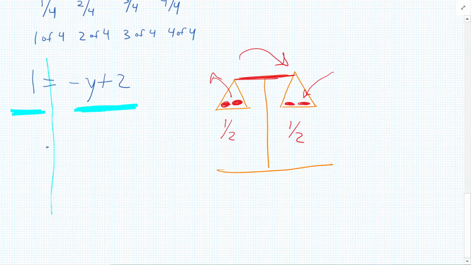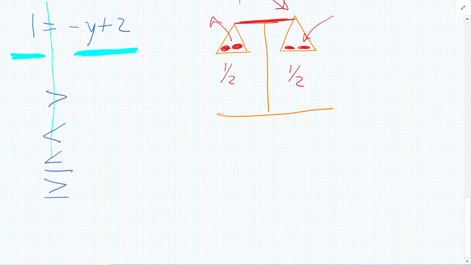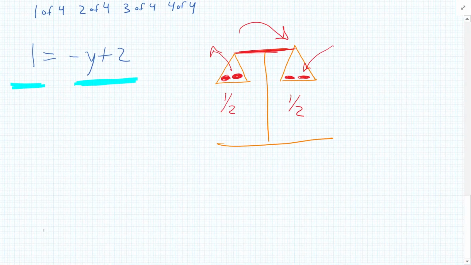Otherwise, we would use a different symbol. We would say something greater than, or less than, or less than or equal to, or greater than or equal to. Okay, we're not using that symbol. We're using the equal sign. So we need to be careful and make sure whatever we do on one side, we do to the other side. If we add 2 beans to the 1, we need to add 2 beans over here. Okay?